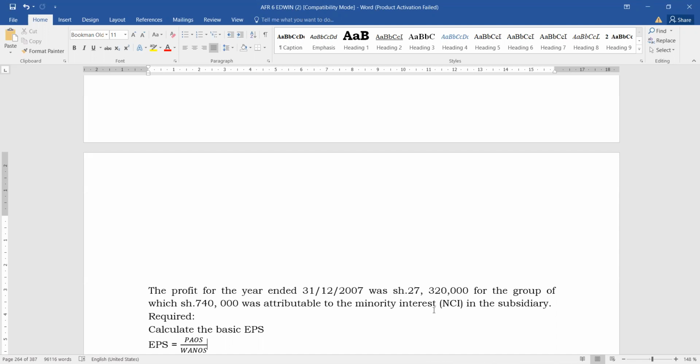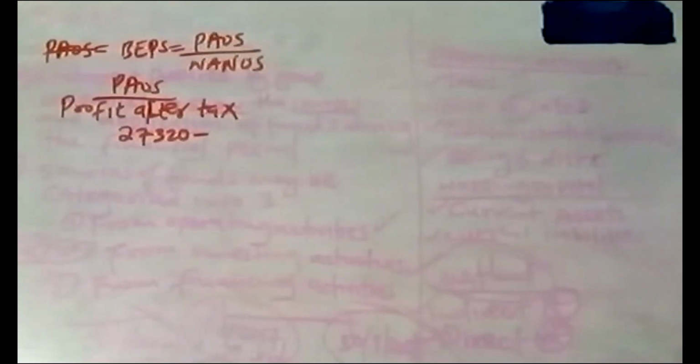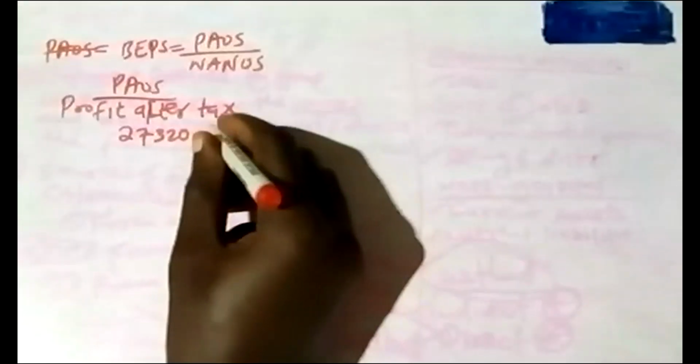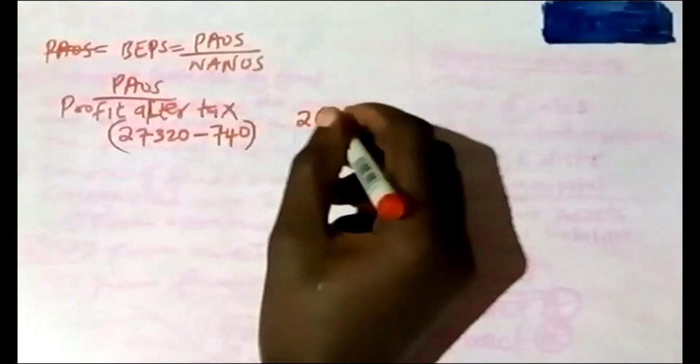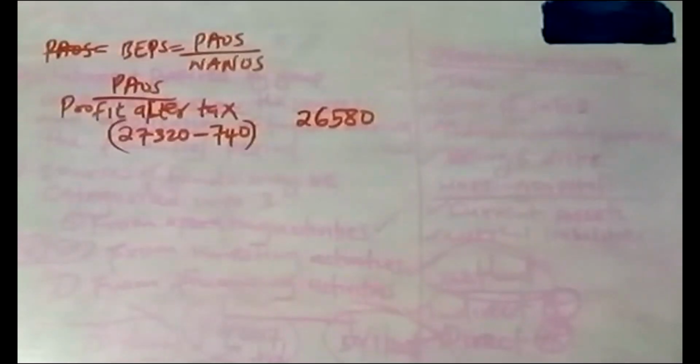So we take 27,320 minus 740, the one which is attributable to minority shareholders. Which figure are you getting there? If you have a calculator, yes, you get 26,580. After that, remember that you deduct what? Preference dividends. Yes, so let us check preference dividends.